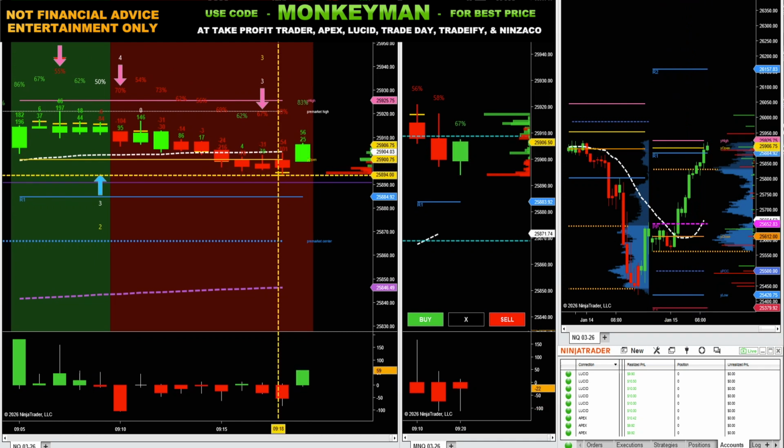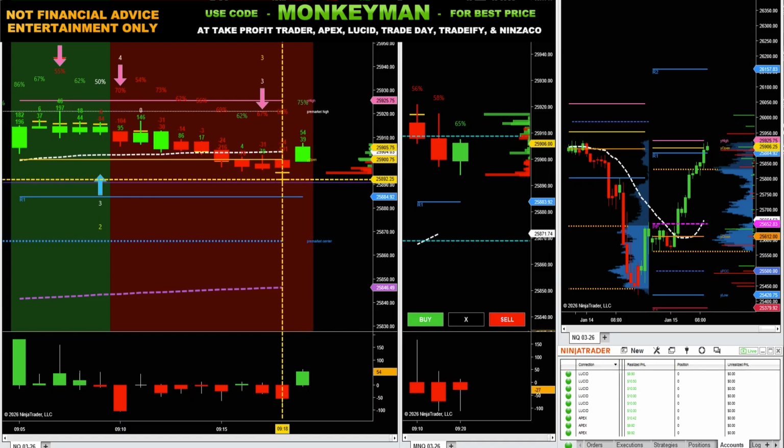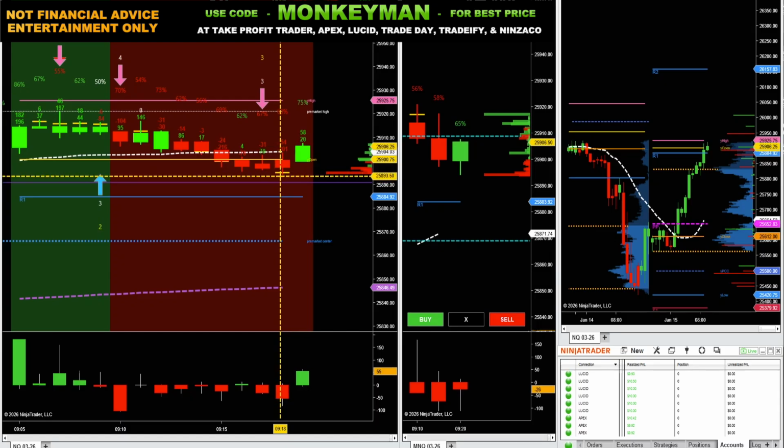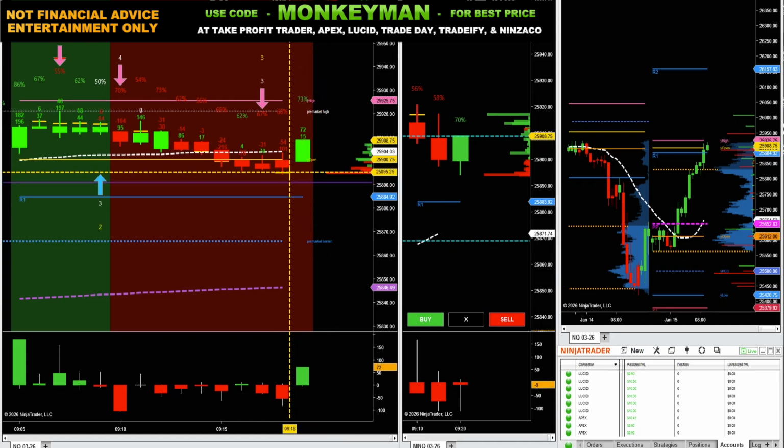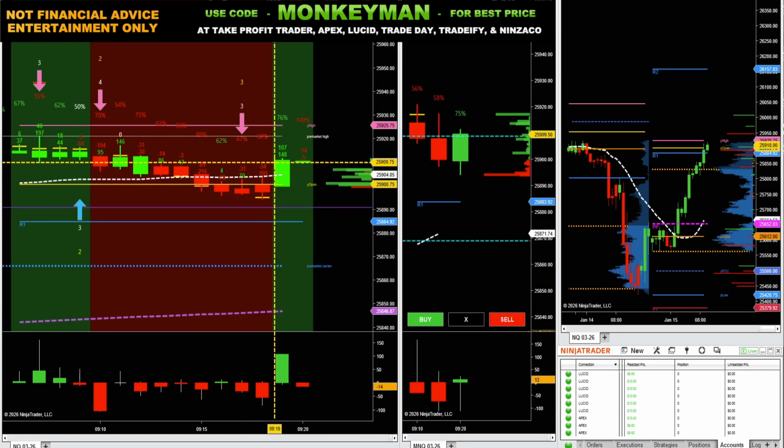See, we have point of control down on the wick of this candle. I really like when the point of control and the wicks line up with a strong imbalance. Got all these trapped sellers down here. We got a nice little pop up after that.